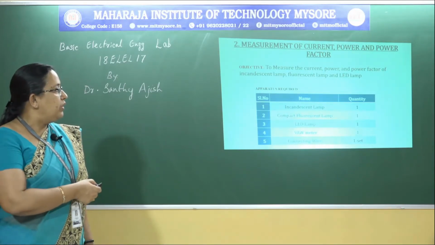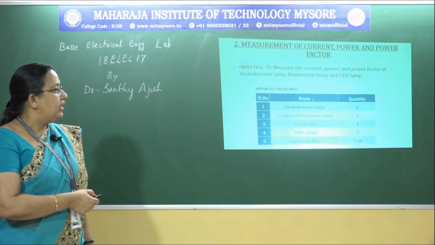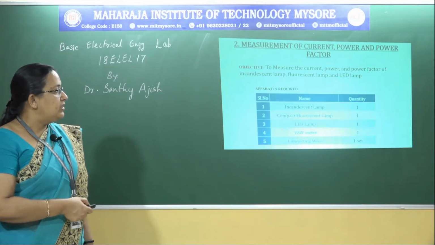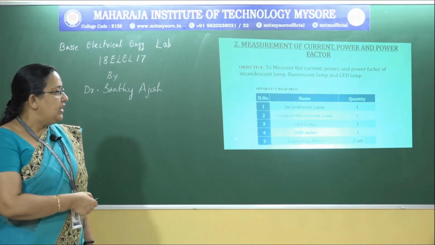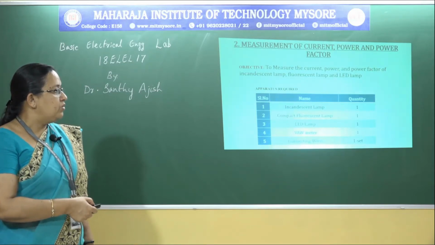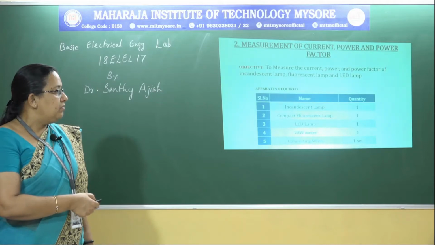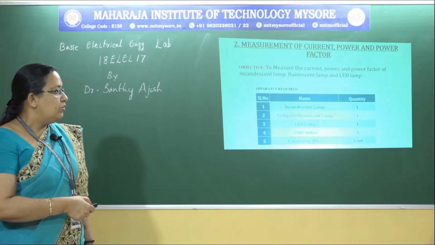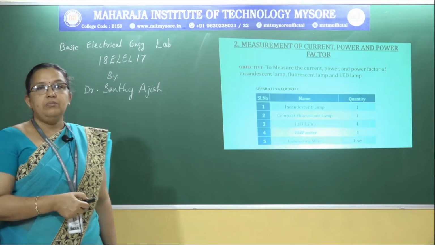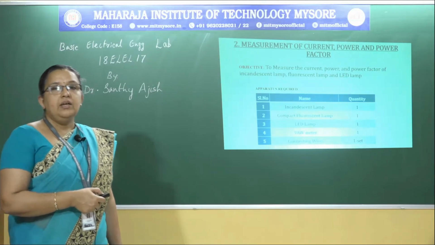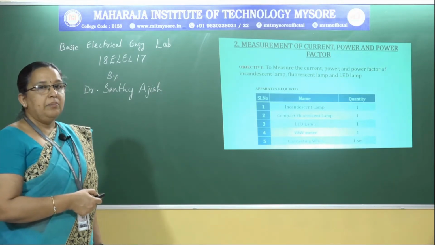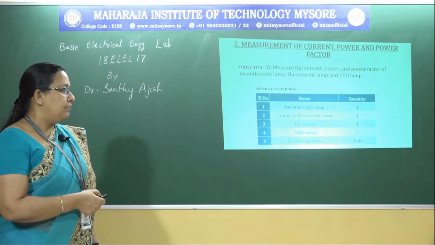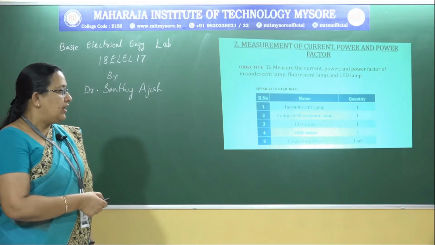So what all you require, apparatus or things required are, we need one of each lamp, and we need a VAW meter. VAW meter corresponds to a meter which can measure at the same time voltage, current passing through it as well as the power taken by it. So we make use of a VAW meter to measure the current, voltage as well as the power taken by the lamp, and of course we use connecting wires.